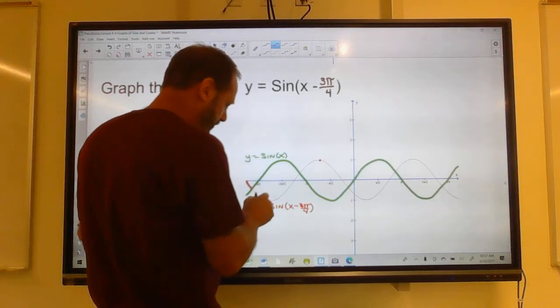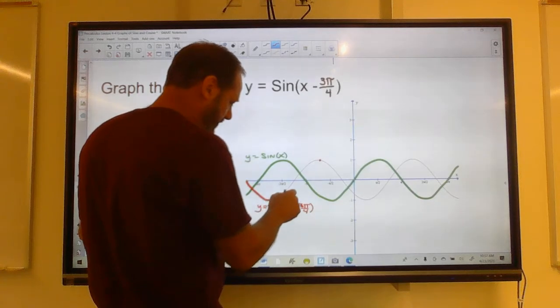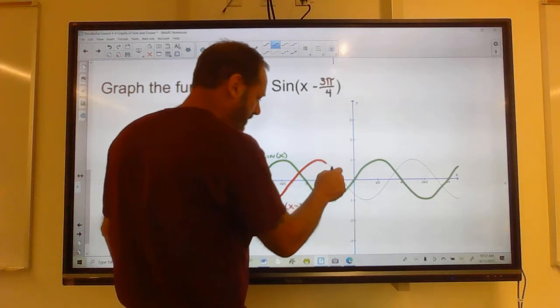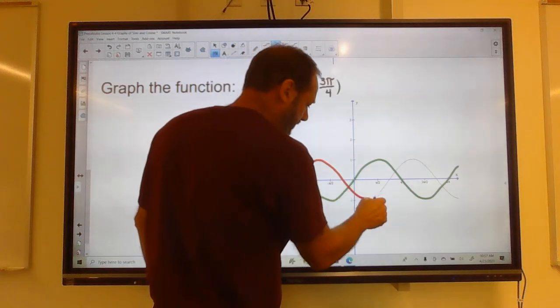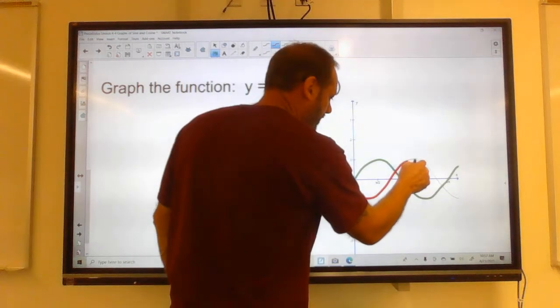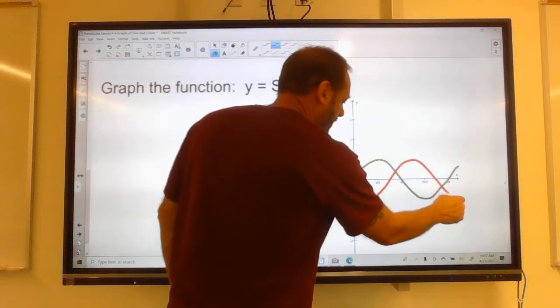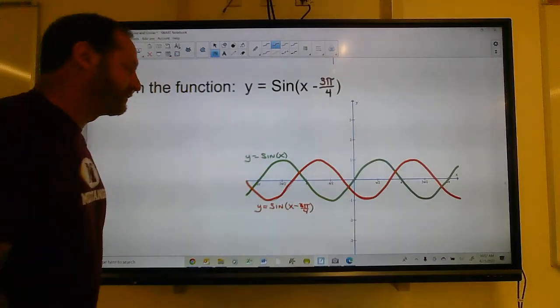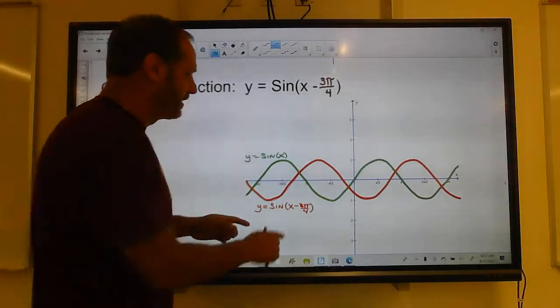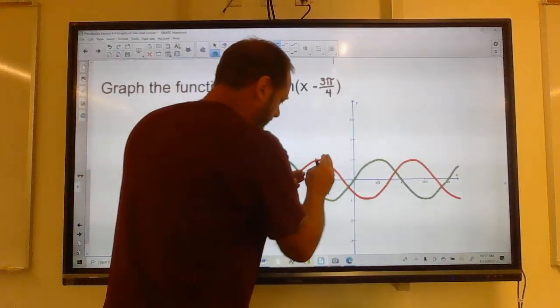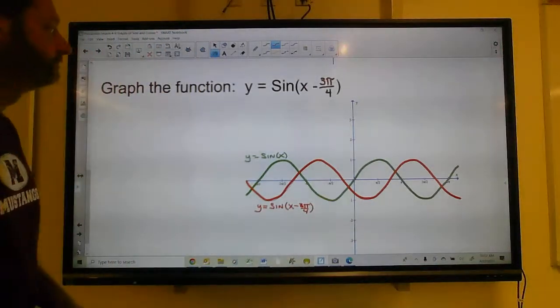I just move those key points again, and I get this nice, can't seem to trace well today, but there's sine minus 3 pi over 4. It's just shifted, you know, this point was here, so it gets shifted this way, 3 pi over 4.